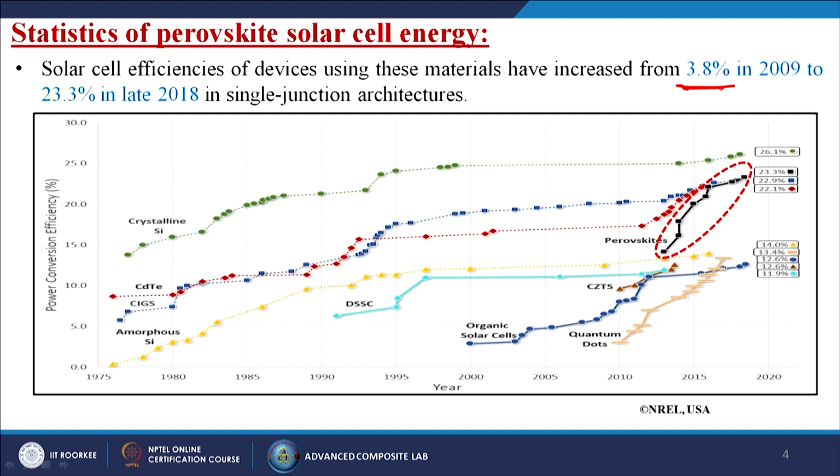Now you can see that from 1975 to 1980 we were using amorphous silicon, CIGS, CdTe and crystalline silicon, which I have already discussed in lecture 2. Now, going towards the 21st century, you can see that in 2015 we reached here using perovskite materials, achieving efficiency of about 22.1 to maybe 26.1%. Maybe in a few years perovskite materials will cross crystalline silicon also.